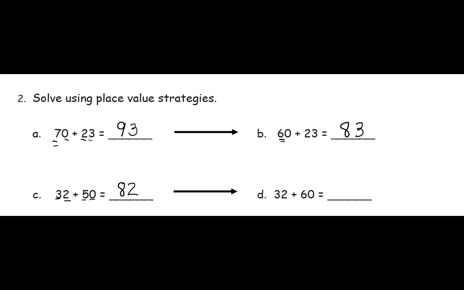In the next problem, I'm adding 32 plus 60. Well, 60 is 1 more 10 than 50. That means my answer will have 1 more 10. Instead of 82, I now have 92, because I added on 1 more 10 than when I added 32 plus 50.